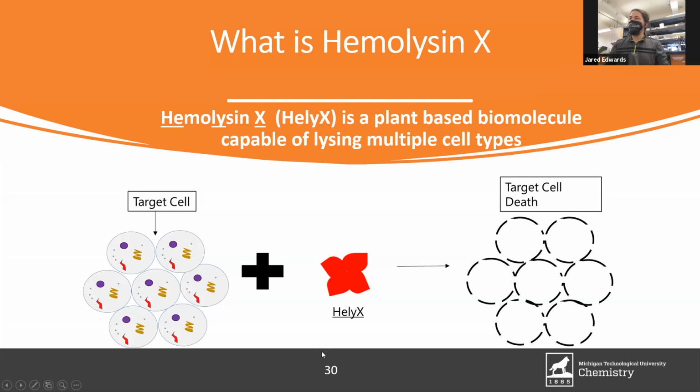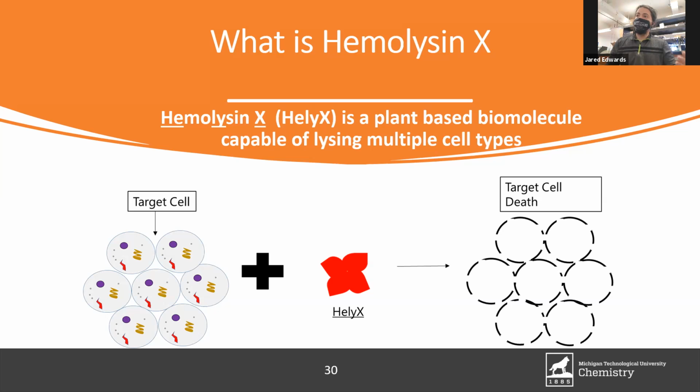Hemolysin X is a plant-based biomolecule, and it's capable of lysing multiple cell types. What that means is that with these target cells, you're able to expose them to Hemolysin X. Upon that exposure, you will see rupturing of the cell's membranes, where holes are punched into it, and it results in the target cell's death. As a result, you have a large amount of lytic activity, and you're able to completely vanquish these cells. So this is a pretty interesting thing.